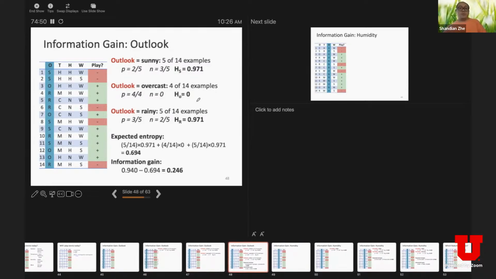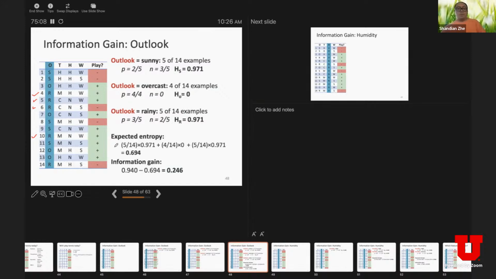You can compute the entropy for the raining examples, which are here, here, here, here, and here, all those 5 examples. We know 3 are positive and 2 are negative, so the entropy is 0.971.